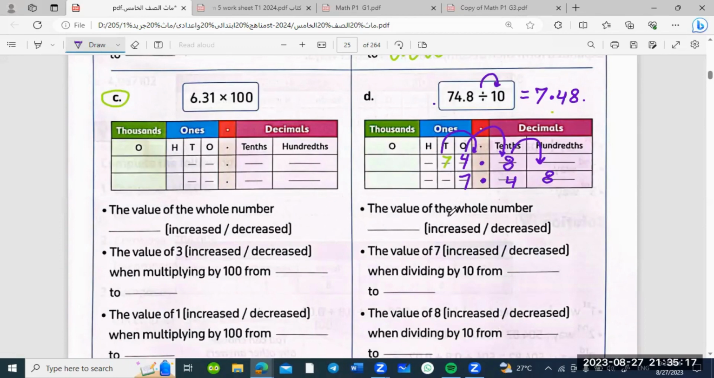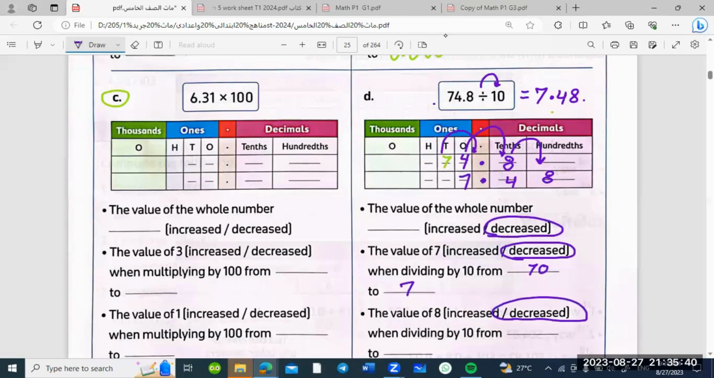Yalla, the value of the whole number decreased. The whole value of the number 7 decreased also, from 70 to 7. And the value of 8 also decreased when dividing by 10, from 0.8 to 0.08. Yes, nice, excellent. Now finish writing.